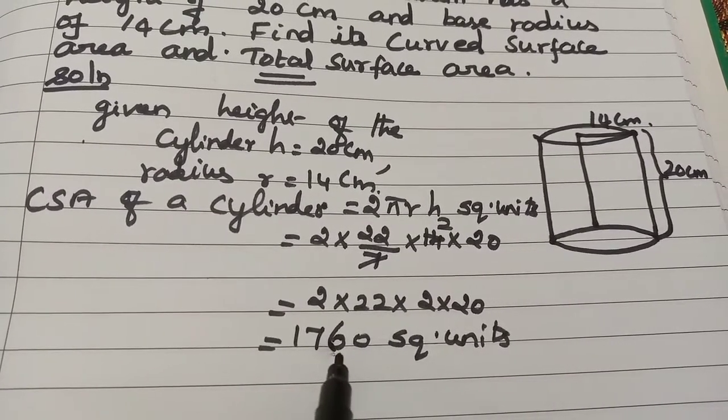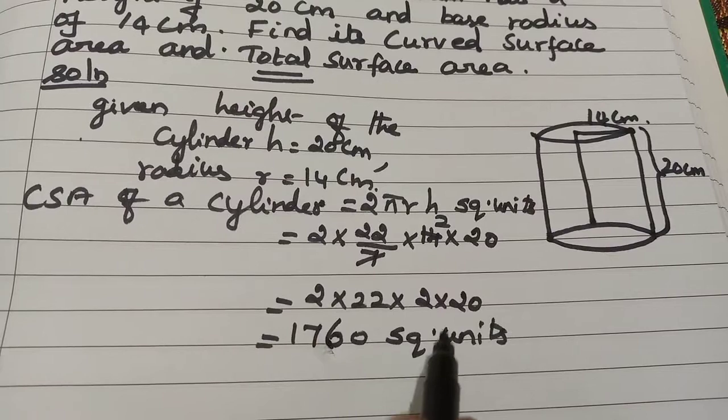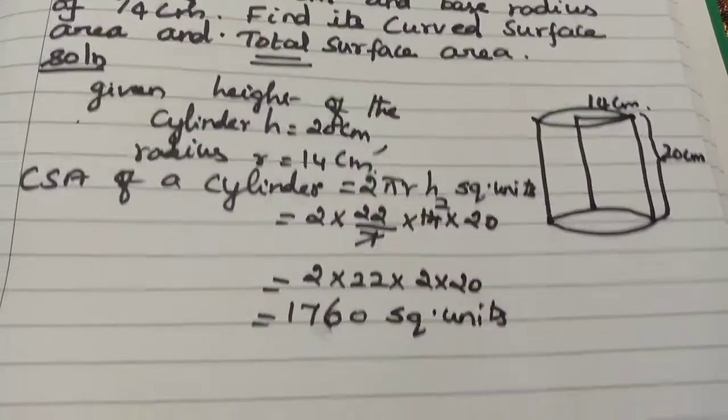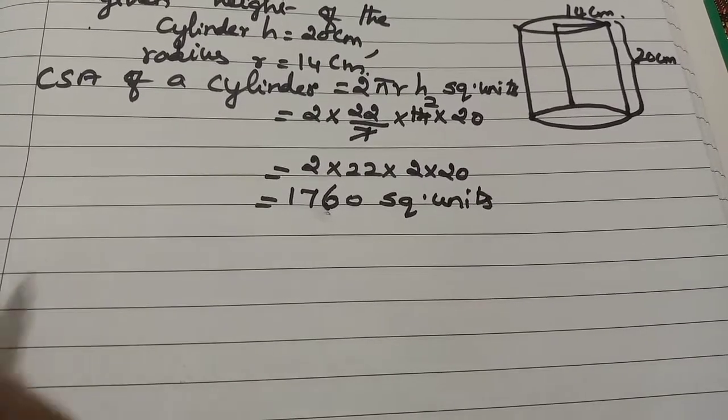Square units can be written, otherwise it is given in centimeter, no? So 1760 centimeter square can be written. Anyway, it can be written. Next let us find out the TSA of the cylinder.